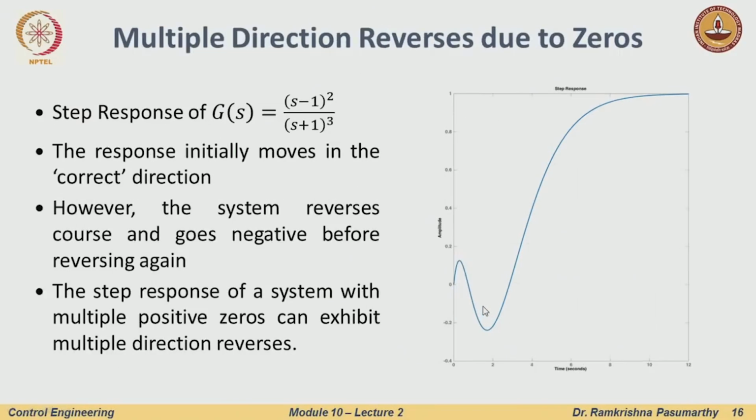Okay. Now, what happens when I have an even number of zeros? So, you have s minus 1 and s minus 1. The response initially moves in the correct direction. After a while it goes down, and then again I am picking up. However, the system reverses here, it goes negative, and again reverses here. So, the step response of a system with multiple positive zeros can exhibit multiple reversals in direction. Again, I will not do the proof of this.